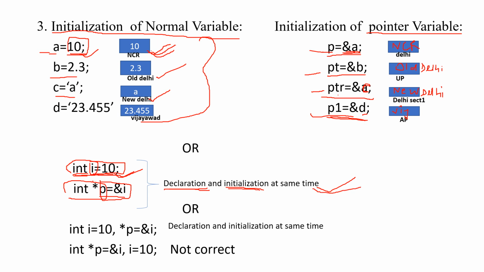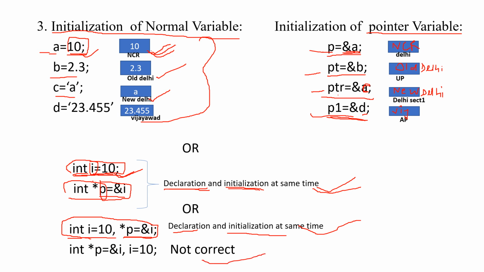Next, you can do both in a single line also. You can write int i = 10, *p = &i, in a single line. Here you are performing declaration and initialization, and in the other variable, the pointer variable, you are also assigning the address of i. This is also correct, but this other way is not correct.